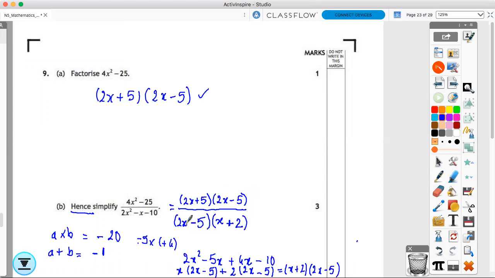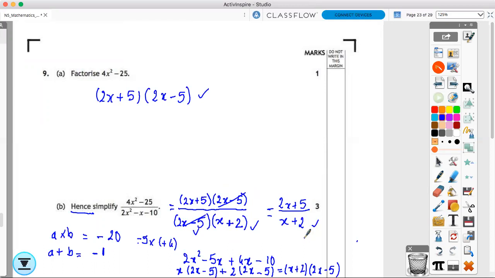Just remember when we did 2x, 5 and x, 2, so that would be your 1 mark. A second mark to find the correct minus and plus, and a third mark to now simplify that and that. You need to write this 2x plus 5 divided by x plus 2. That would be your third mark.